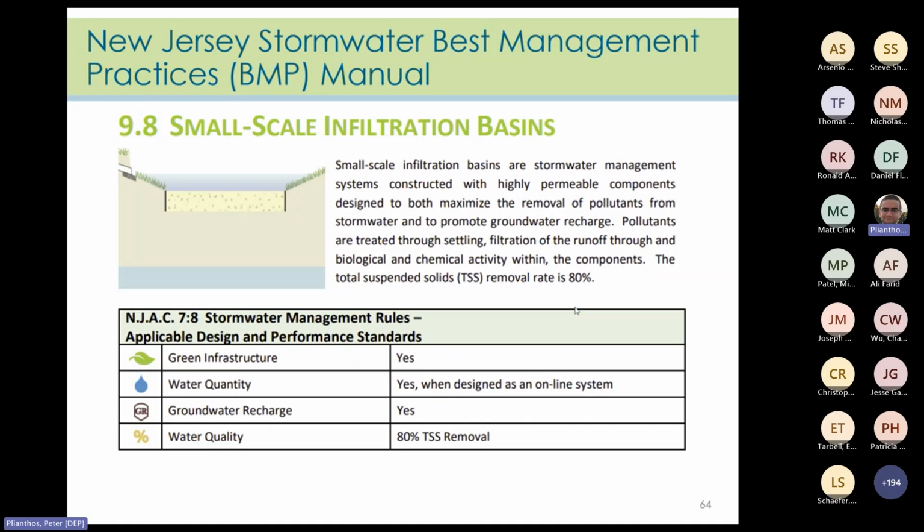At the top of the page is an introductory statement that provides an overview of how the BMP addresses pollutant removal and the rate at which it removes total suspended solids, or TSS, from stormwater runoff. The first table on the page is also an overview, and it identifies the design and performance standards of the rules for which the BMP can or cannot be used. This is where you see the icons we discussed earlier for each of the design and performance standards.